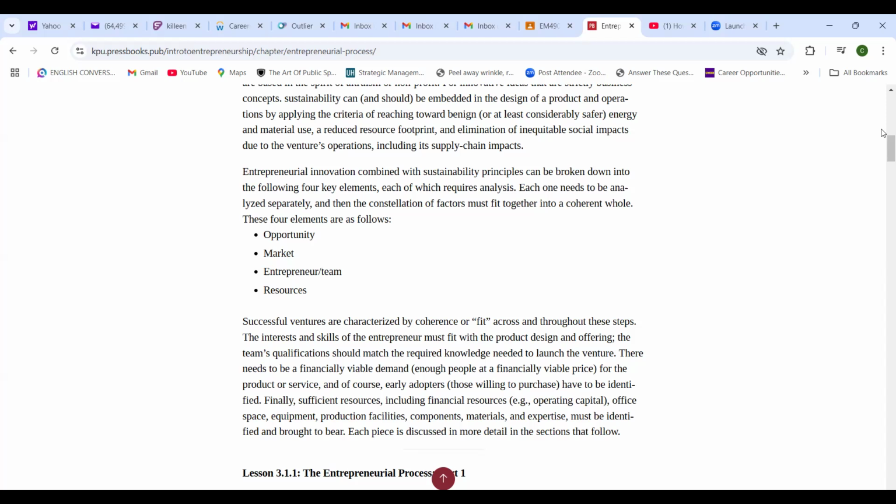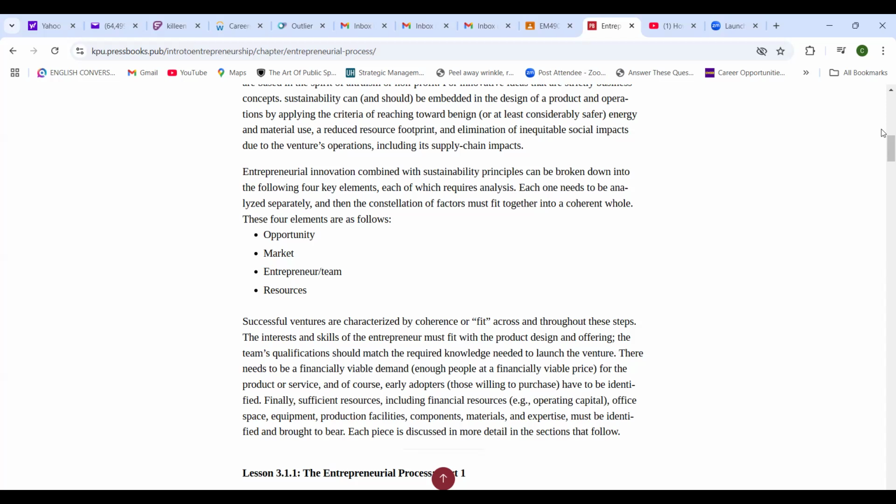The entrepreneur's interests and skills fit with the product design and offering. The team's qualifications match the required knowledge needed to launch the venture. There is financially viable demand: enough people at a financially viable price for the product or service, and, of course, early adopters, those willing to purchase, have been identified. Finally, sufficient resources, including financial resources, operating capital, office space, equipment, production facilities, components, materials, and expertise, must be identified and brought to bear.